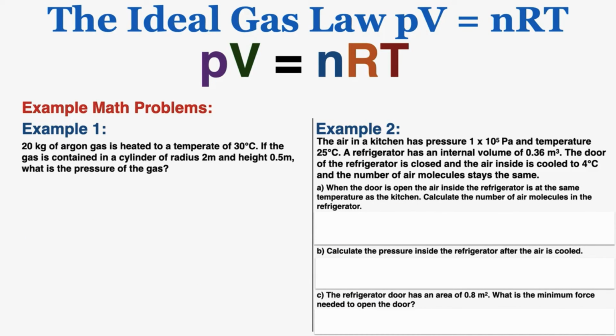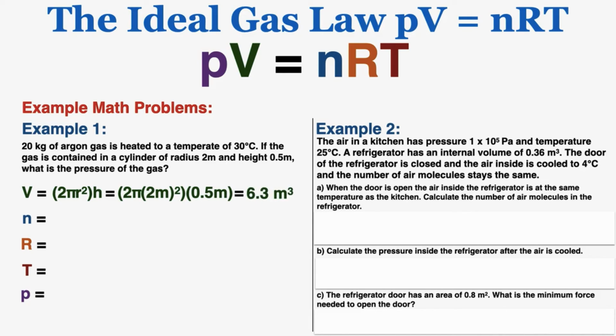In example 1, 20 kilograms of argon gas is heated to a temperature of 30 degrees Celsius. If the gas is contained in a cylinder of radius 2 meters and height 0.5 meters, what is the pressure of the gas? I don't even think about it, I just start writing down what I know. The volume is the volume of a cylinder, so this is the equation for that. So the total volume is 6.3 meters cubed.